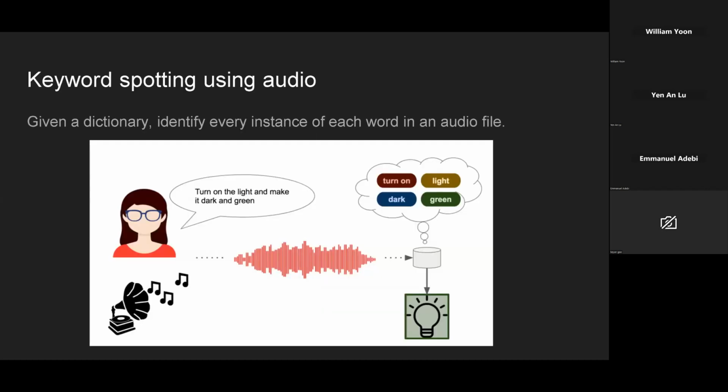So what is keyword spotting? Keyword spotting using audio is a technique where, given a dictionary, you identify every instance of each word in an audio file. In the image below, you can see that someone might say, "turn on the light and make it dark and green."